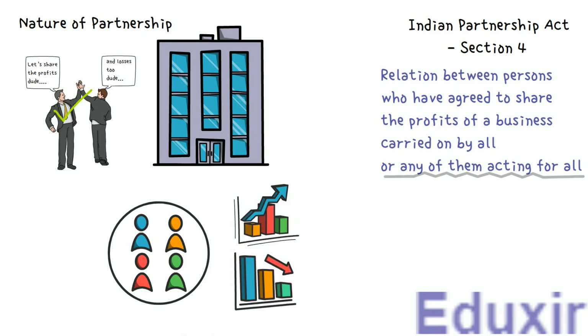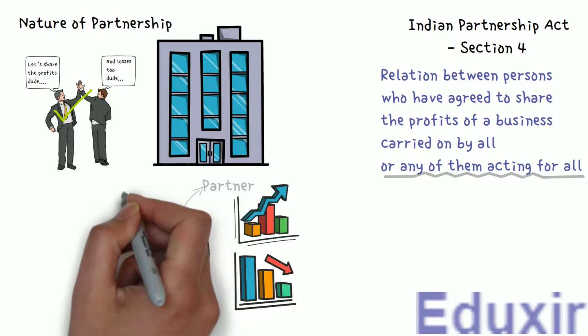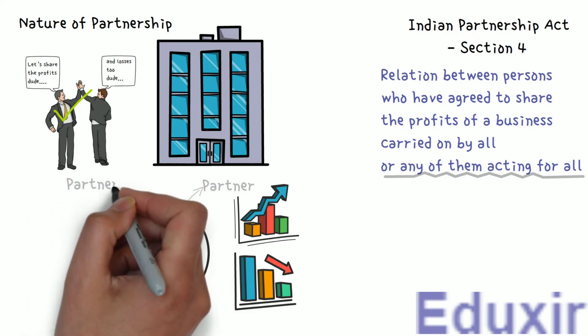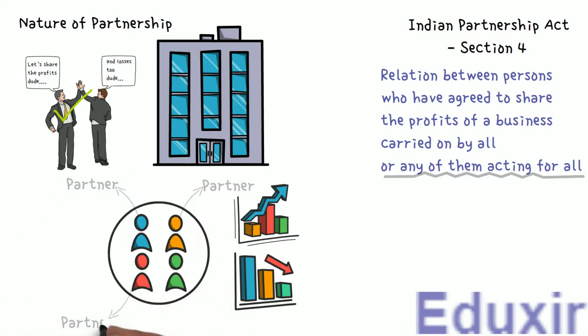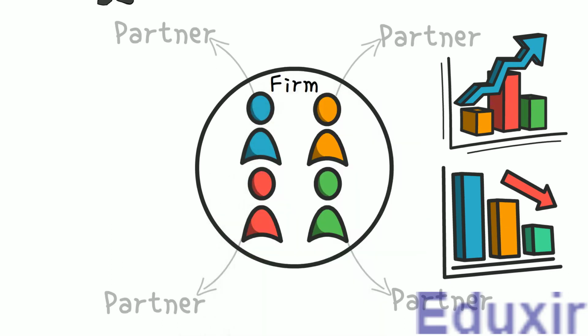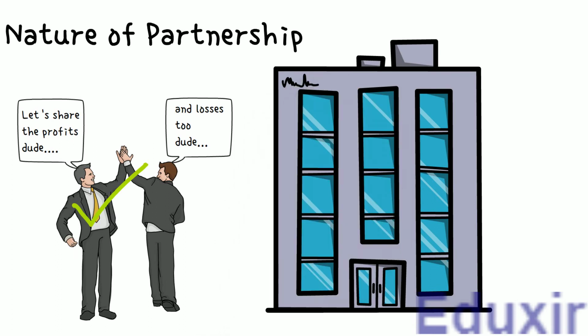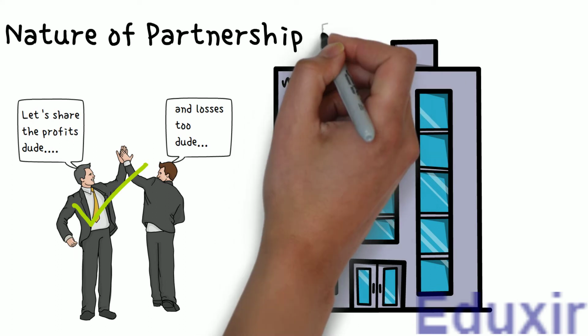Just now we have discussed that the partnership is formed by two or more persons, right? So each of these persons is called a partner. We call all these partners collectively a firm. Now when a business is started, it will have some name, right? This name is called the firm's name.